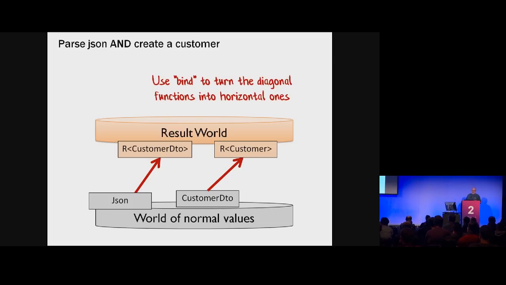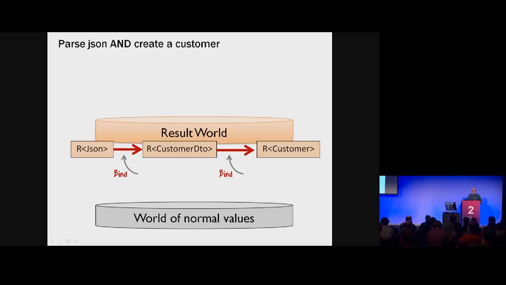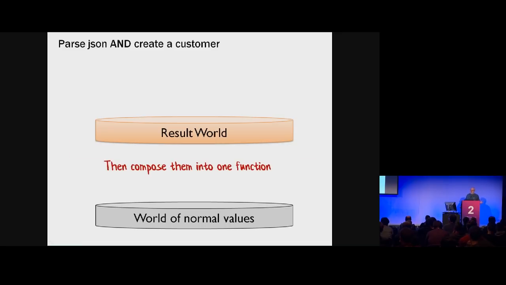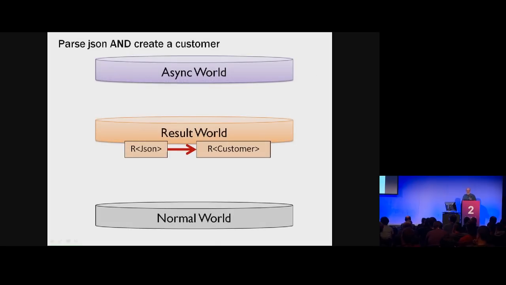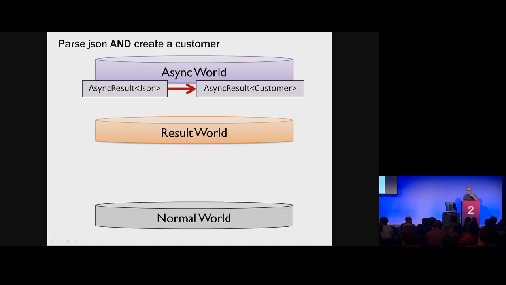We use bind. Okay, we do bind on these two functions, and now we get some horizontal functions, which we can then connect together. We compose them together into one function, which now takes JSON and turns it into a customer. And then here's the code for doing that. We have a JSON or error, we bind the first thing, and we bind the second thing. So literally, the code is tiny. Okay, the problem with this is it's still in result world. We need to move it into async world. So we use map, and now it lives in async world.